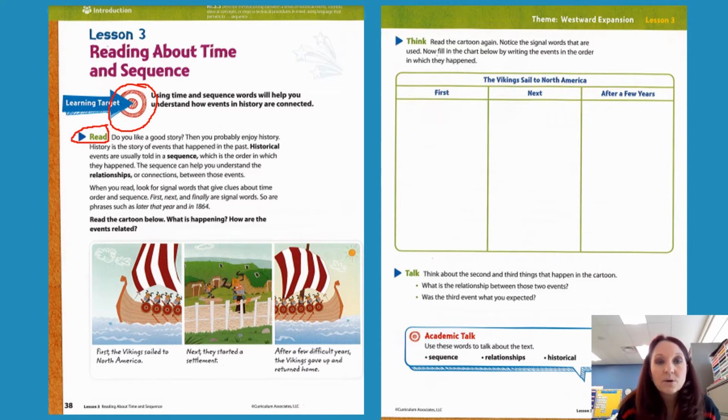Read the cartoon below. What is happening? How are the events related? Okay, so let's look at this cartoon. In the first picture, we see a boat with Vikings on it, and they're sailing.